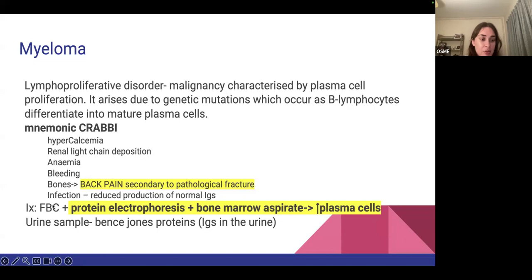And the way you investigate it is a full blood count, but often the question will ask, there'll be an elderly person with back pain and some other symptom from this list, what should the GP do next? And one of the options will often be bone marrow aspirate, but what you should be doing beforehand is a protein electrophoresis to pick up the IgGs, essentially the myeloma paraprotein. So these are proteins that look a bit like antibodies that are produced from the plasma cells. And in a urine sample, you'll see this Bence-Jones protein, which is essentially just more paraprotein within the urine.